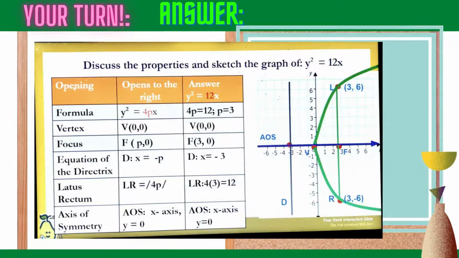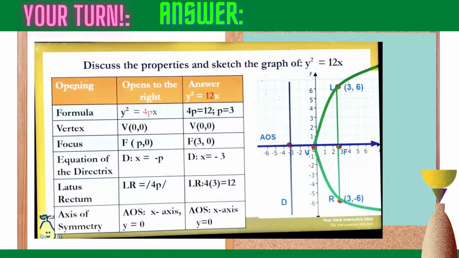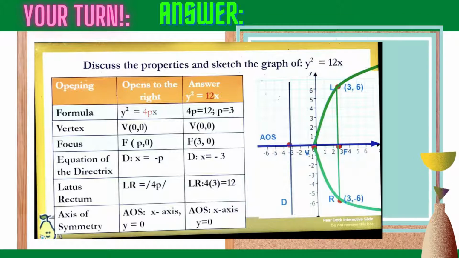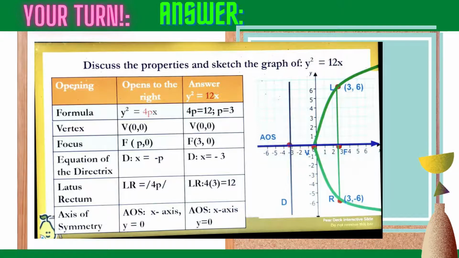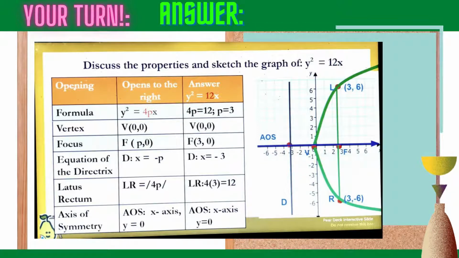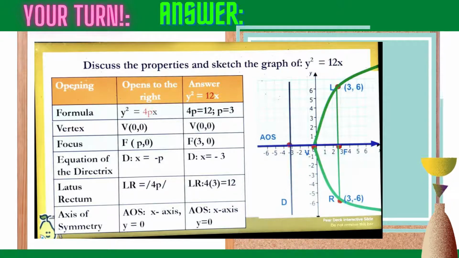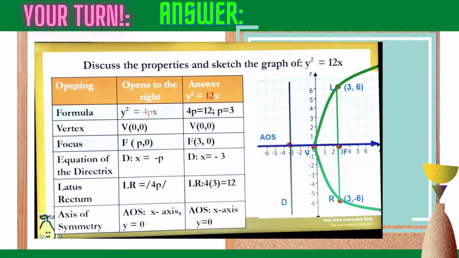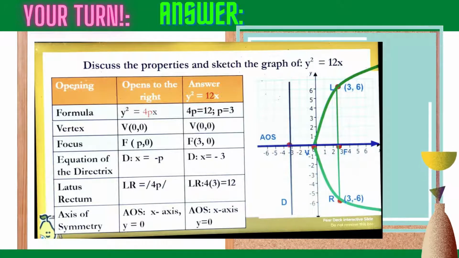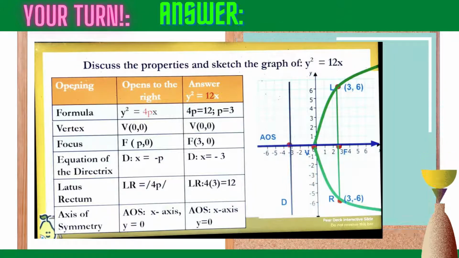So vertex at (0, 0), focus at (3, 0). Is your answer correct? Equation of directrix, x equals negative 3. The latus rectum, 4 times 3 is 12. And the AOS is the x-axis, which means y equals 0. Using the table, you may now draw the parabola by plotting points.